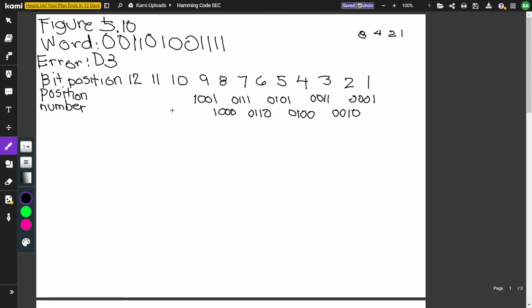And then 10 is 1010, 8 plus 2 is equal to 10. And then 11 is 1011, 10 plus 1 is equal to 11. And last but not least, we have 12, which is 1100. So that's how you derive the binary number equivalent of the bit positions 1 to 12.